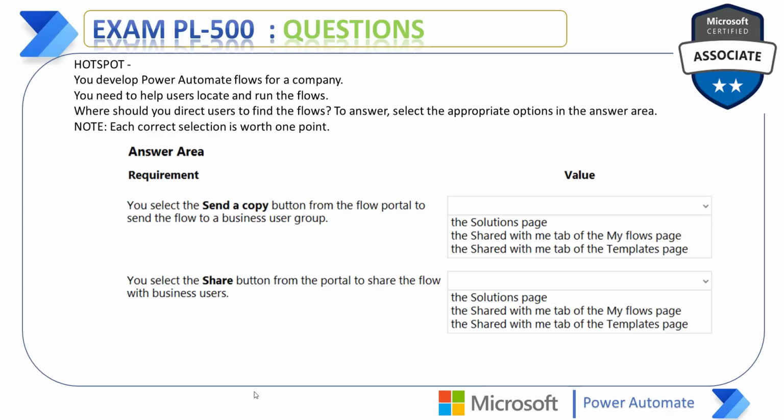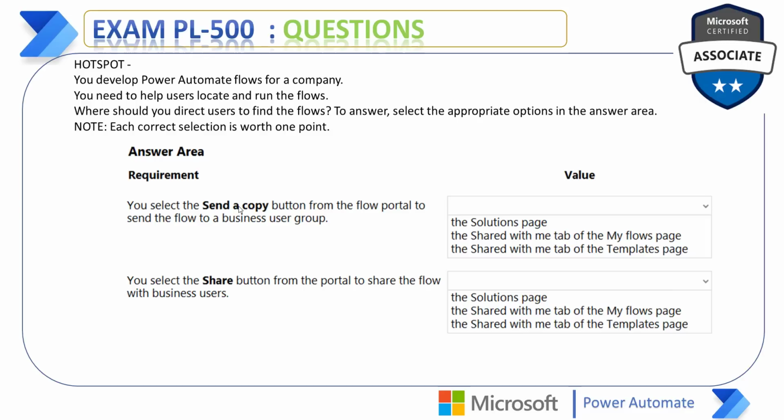All right. Now let's go back to the PL-500 question. If you see the requirement, you select the send a copy button from the flow portal to send the flow to the business users group. There are three values that have been given: one is the Solutions page, the Shared with me tab of the My flows page, and the Shared with me tab of the Templates page. These are the three values given for send a copy.